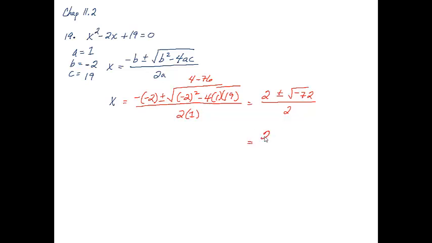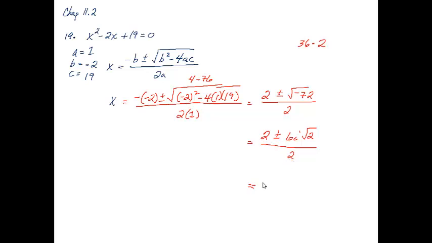Let's clean it up. So we get 2 plus or minus, well, we know the i is going to come out and the negative is going to disappear. 72 can be broken down into 36 times 2. So this becomes 6i square root of 2, all divided by 2. Verify that you agree with the square root of negative 72 becoming 6i square root of 2. And go ahead and separate it.